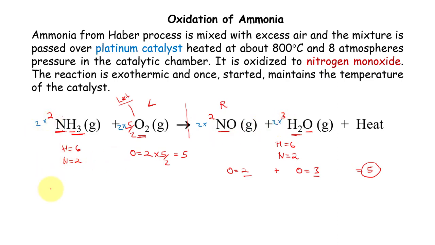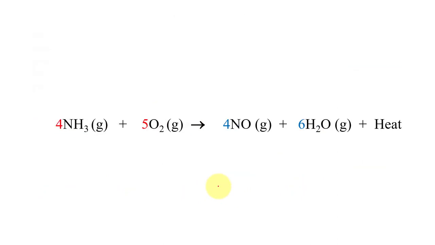So we shall have 2 times 2, which is 4. 2 times 5 over 2, which is 5. 2 times 2, which is 4. 2 times 3, which is 6. So this will be the coefficients when balancing this equation. So we shall come up with something like this. So at this point, our equation will be balanced.